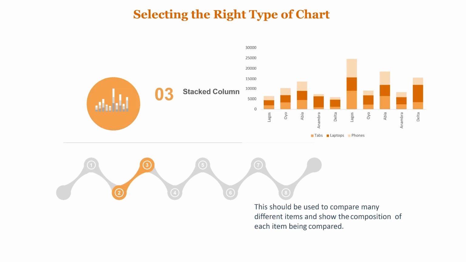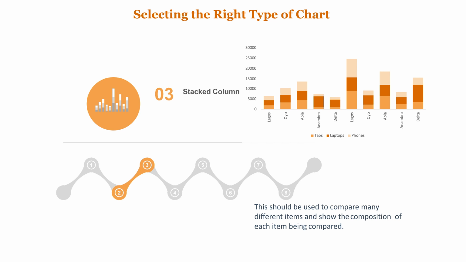So the stacked column chart is actually quite unique, right? It's used to compare many different items and show the composition of each item being compared. So if you look at this stacked column chart here, I want to look at the distribution. This is very important for NGOs.